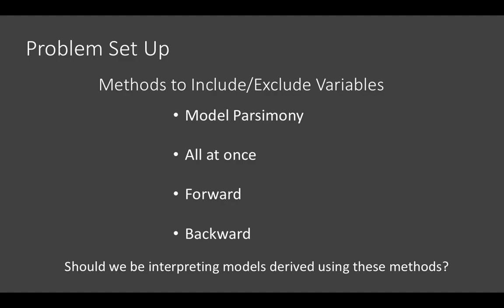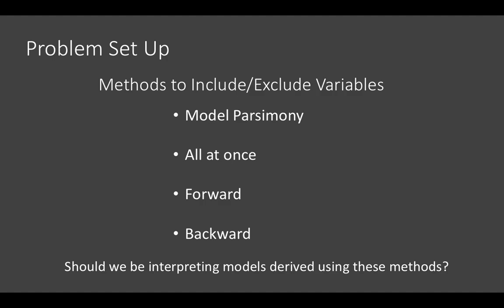So the question is, should we be interpreting the models derived using these methods? As I mentioned on the previous slide, we might get a coefficient estimate out and be tempted to say, well, what this coefficient means is that for a 1 unit increase in x, we get a corresponding increase in y by some beta quantity.